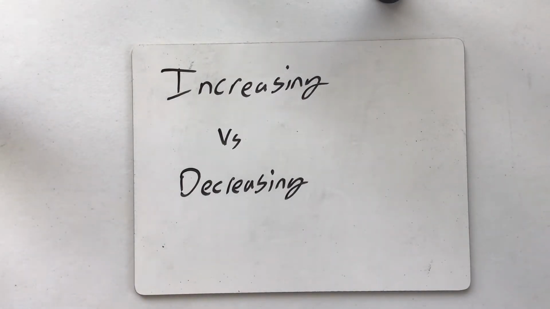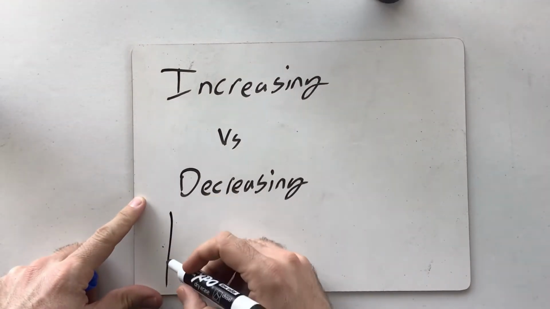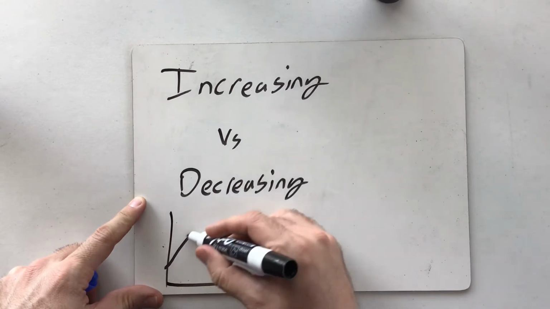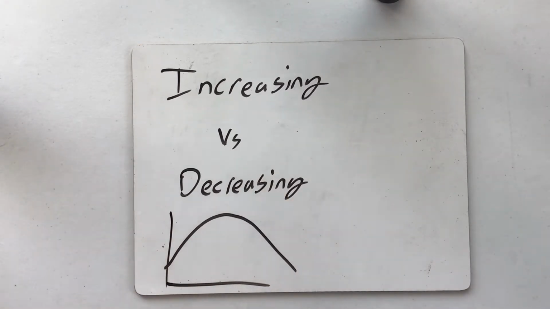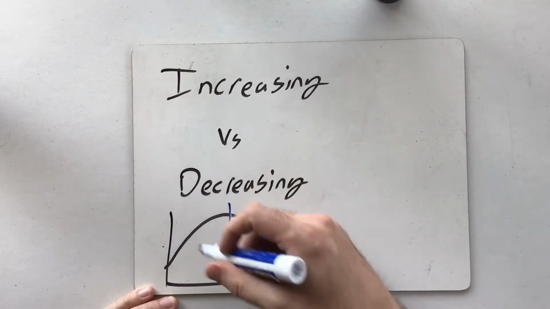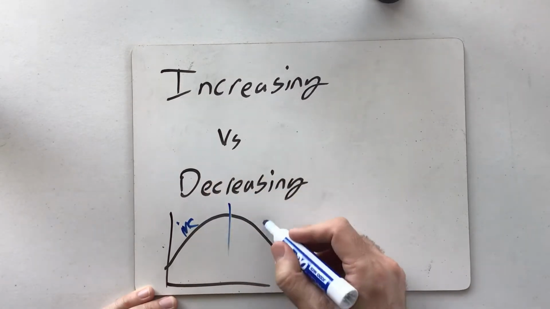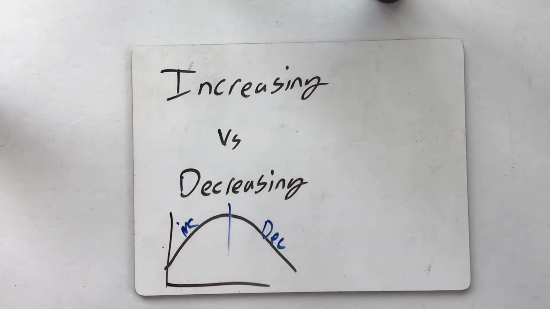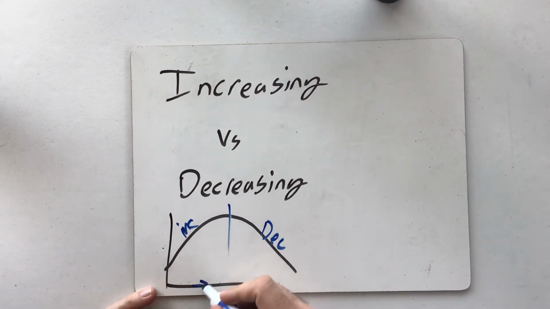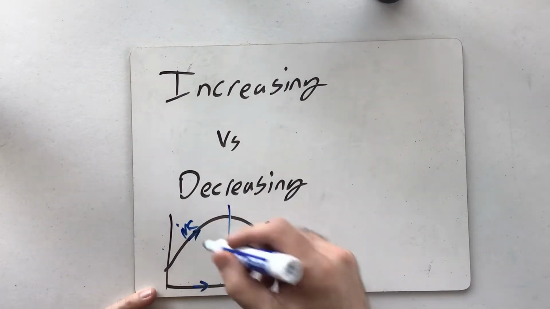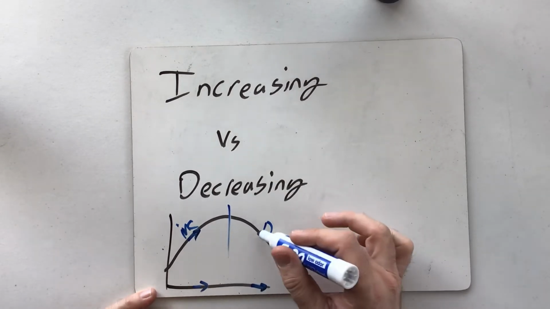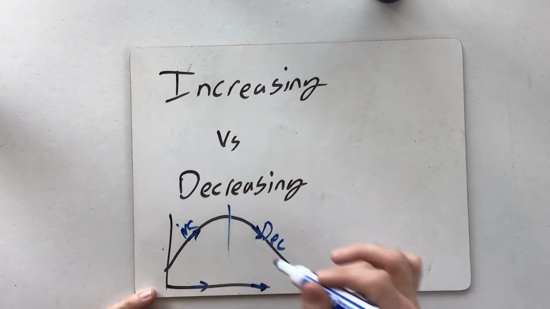When we think about a function increasing and decreasing, it means exactly what we expect it to mean. If I have a function that looks something like this, you'll notice that it increased right here and it decreased right here. Increasing is when you move positively in the x direction and the y goes up. Decreasing is where, when you move positively in the x direction, y is going down.